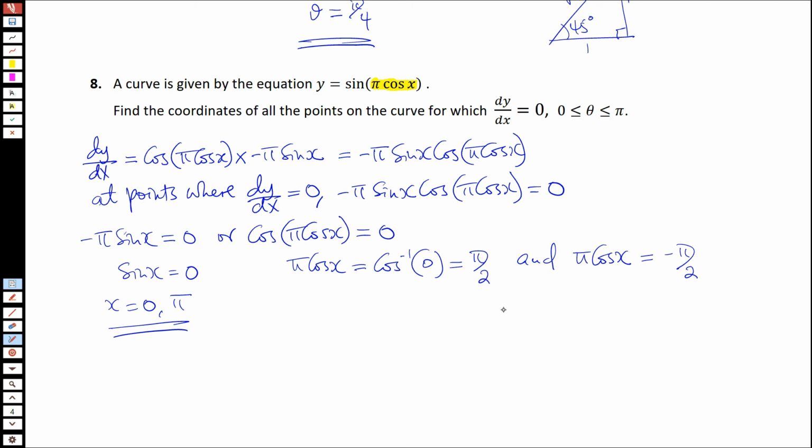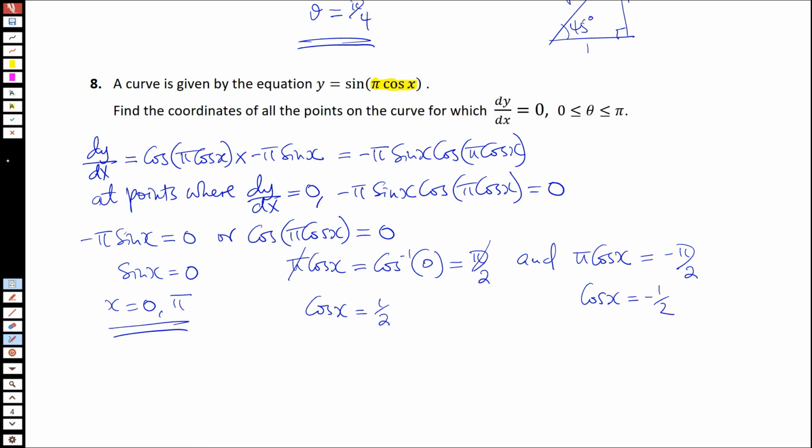Okay, so basically moving on. From this equation here, if you divide both sides by pi, the pi's will cancel, so you'll end up with cos x is equal to a half. And here we'll have cos x being equal to negative a half.